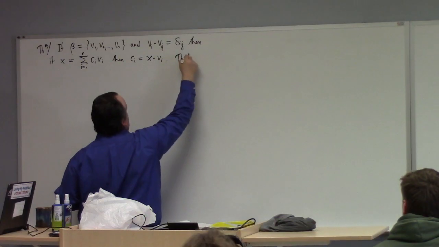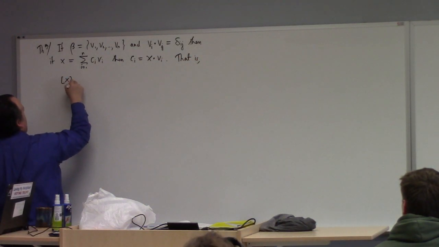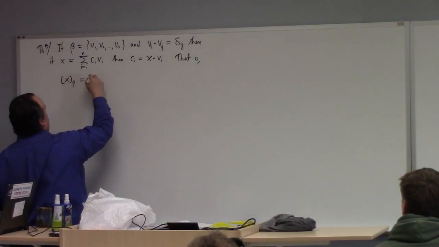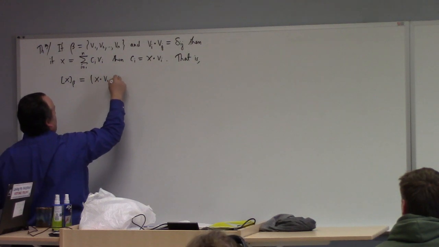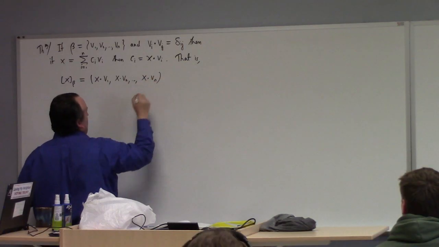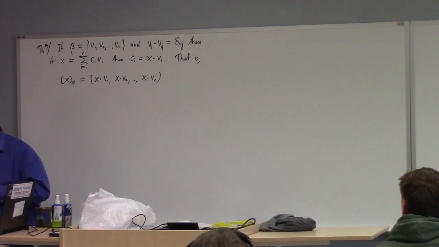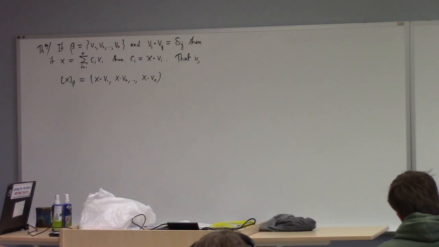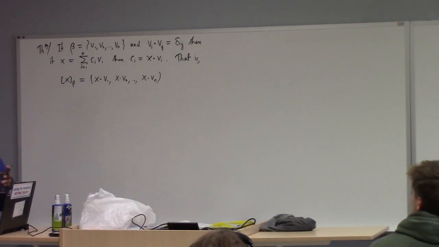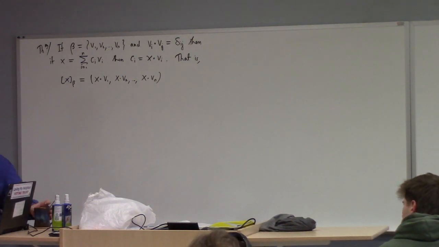That is, the coordinate vector of x with respect to the beta basis is simply equal to x dot v1, x dot v2, ..., x dot vn. All right, so that's something that I probably should mention in here and emphasize from time to time. If we have an orthonormal basis, we can calculate the components with respect to that basis simply by taking the dot product.